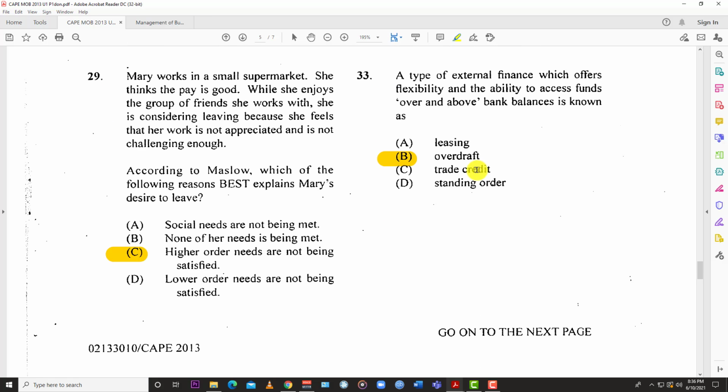33. A type of external finance which offers flexibility and the ability to access funds over and above bank balances is known as... once you have over and above, then we're thinking overdraft for this one. We know a standing order is when the bank charges when you put in place something that takes out the same amount of money every month or every year for a particular reason. Trade credit, that's not anything to do with the bank, that's the suppliers and things like that. Leasing, totally not leasing. So overdraft is the only one that fits this definition.